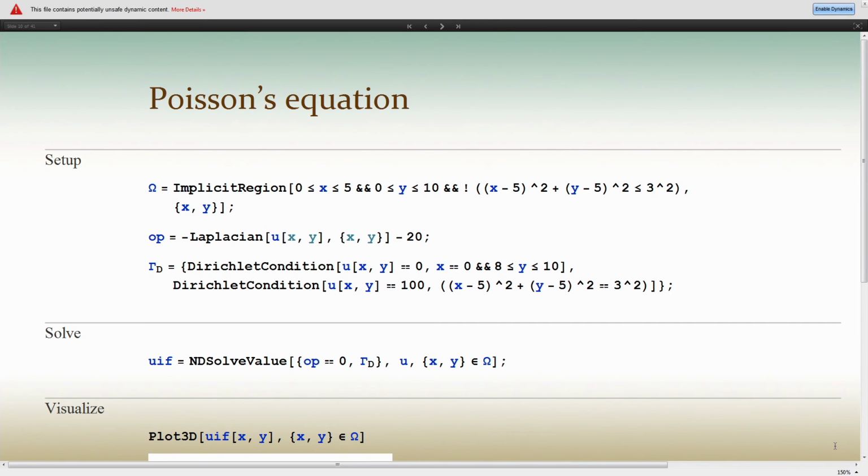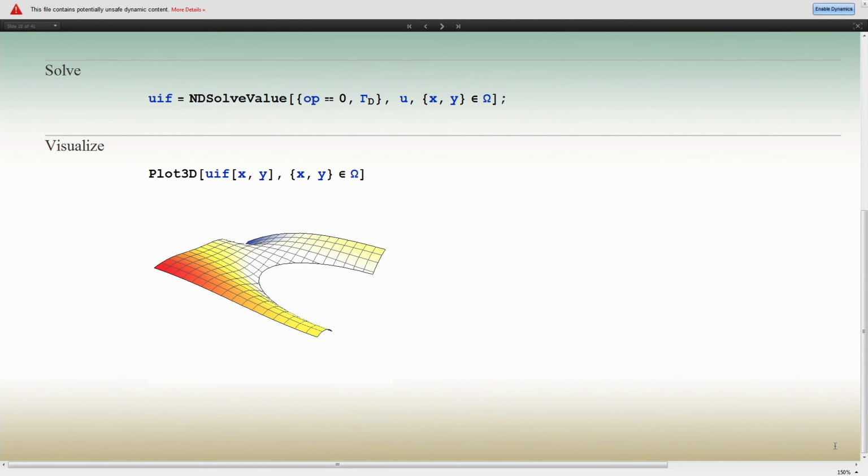So first, I set up this implicit region, which specifies the region that I want to solve my PDE over. I specify the operator again. And I have two Dirichlet boundary conditions. One says the dependent variable is supposed to be 0, and that's the one on the left-hand upper side. And then I have a second Dirichlet condition that says the value is supposed to be 100, and that's in the inner circle part of that specific region. Again, I call NDSolve value with all the parameters we specified, and I can plot the solution again with Plot3D.